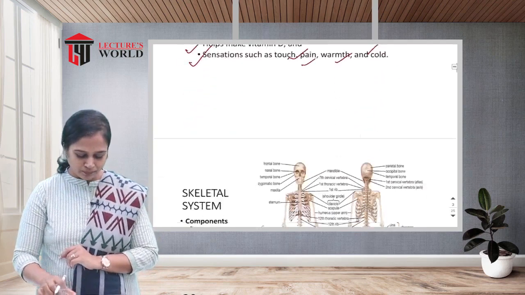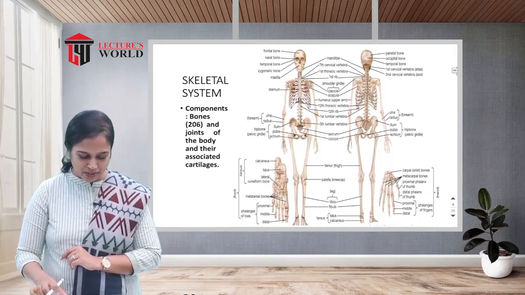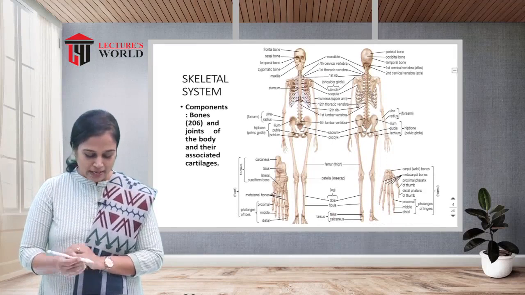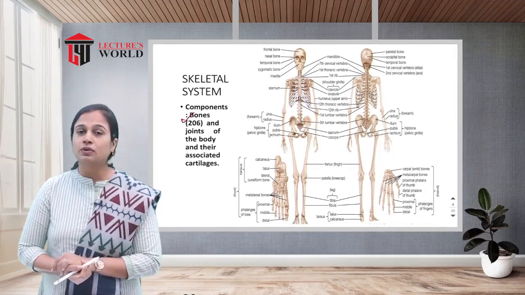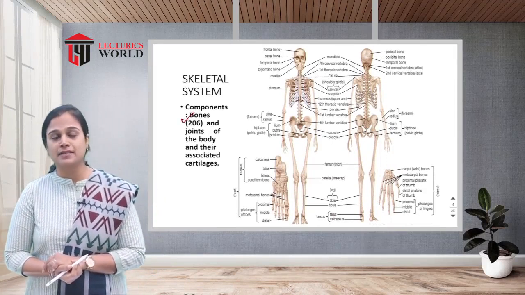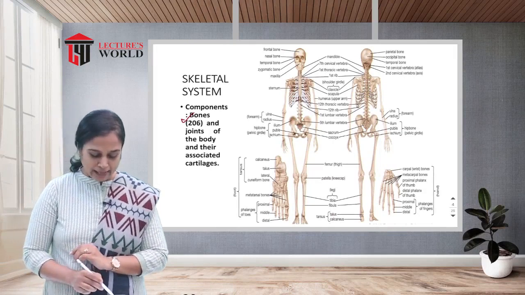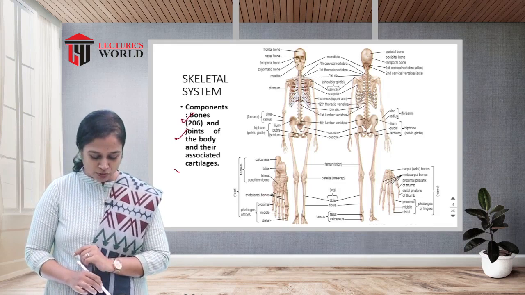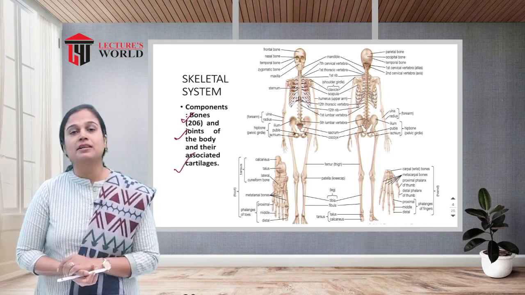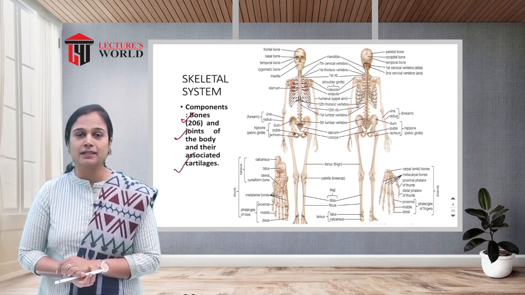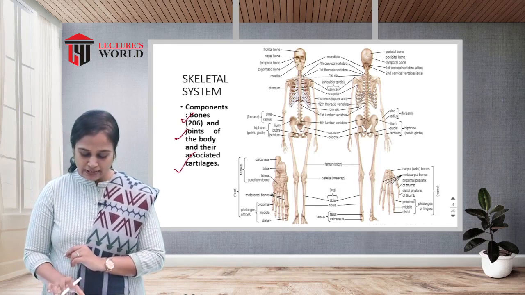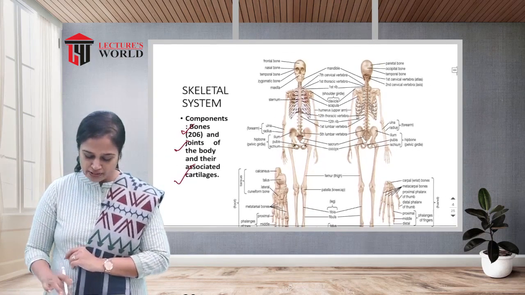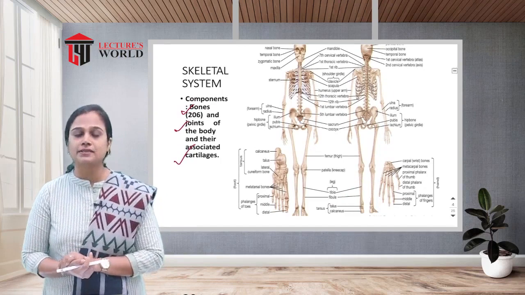Now the second system is the skeletal system, and it is composed of the bones. We have 206 bones in our body, and there are different joints also in this system, which are associated with the cartilage. Cartilages are the protective covering at the joints. So you can see in this diagram there are a total of 206 bones.